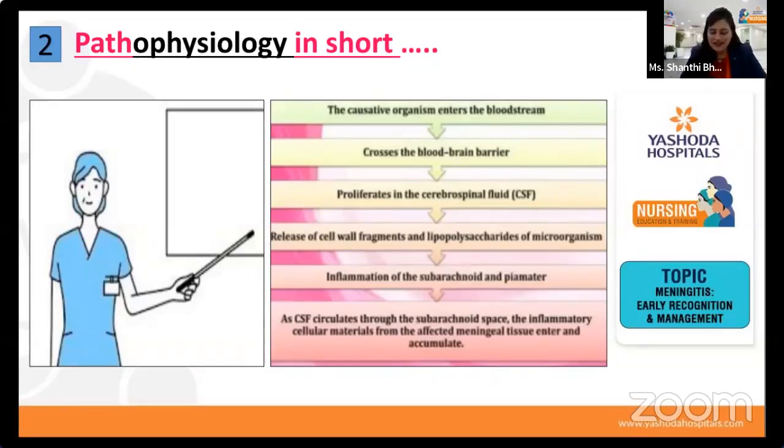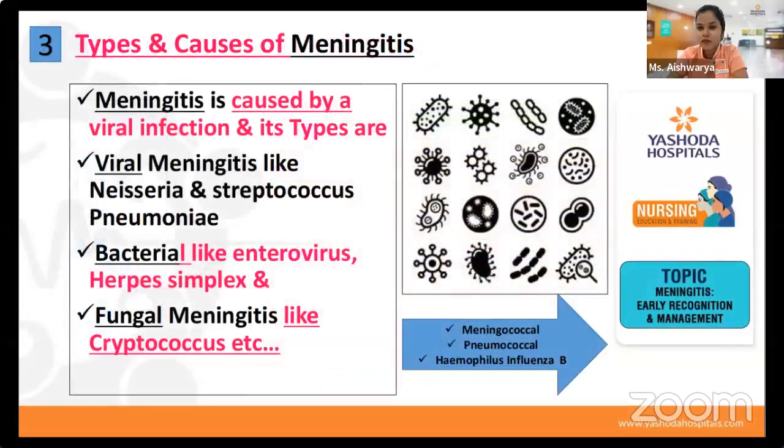Yes, Aishwarya. Let's look at the types and causes of meningitis. As Shah told, it's classified according to the type of bacteria, virus, and fungus. If it is caused by virus, it is called viral meningitis. If it is caused by bacteria, it is called bacterial meningitis. If it is fungal, it is called fungal meningitis. In viral meningitis, like Neisseria and Streptococcus pneumoniae. In bacterial, like enterovirus and herpes simplex. In fungal, it is like Cryptococcus.